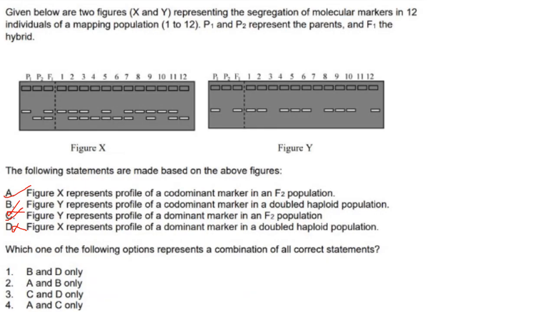Then next one. Given below are two figures X and Y representing the segregation of molecular markers in 12 individuals of a mapping population. P1 and P2 represent the parents and F1 the hybrid. The following statements are made based on the above figures. So this is figure X, this is figure Y. Figure X, okay, now these are the codominant markers. X represents codominant markers. You can see both the bands in the F1 progeny.